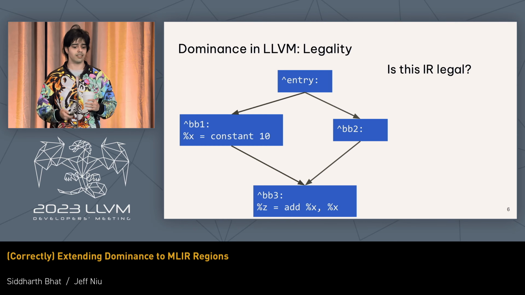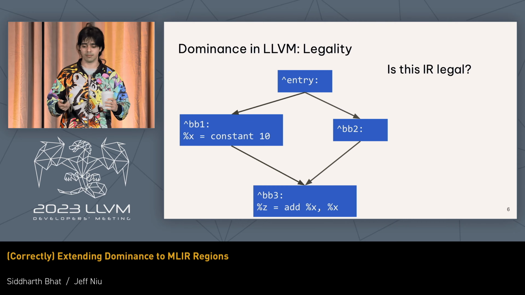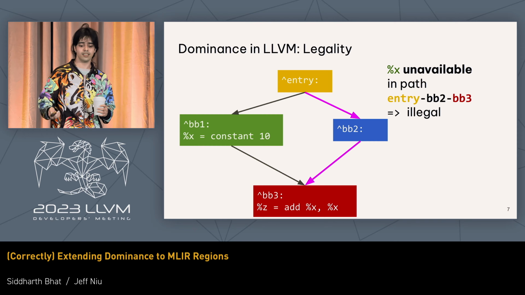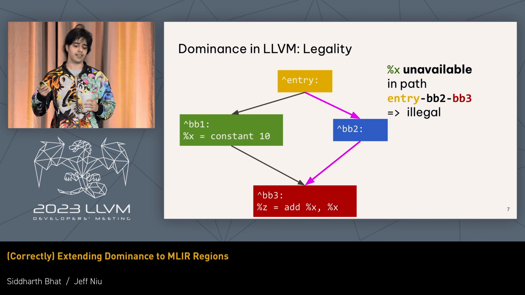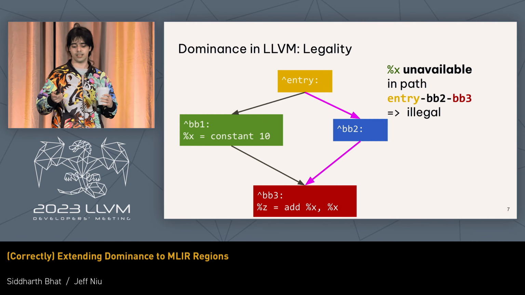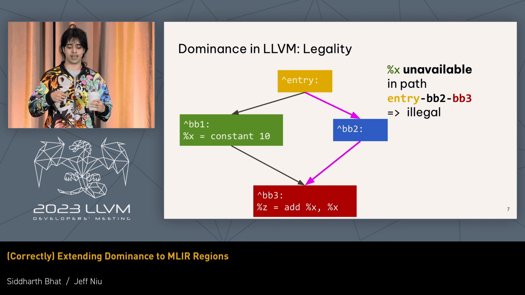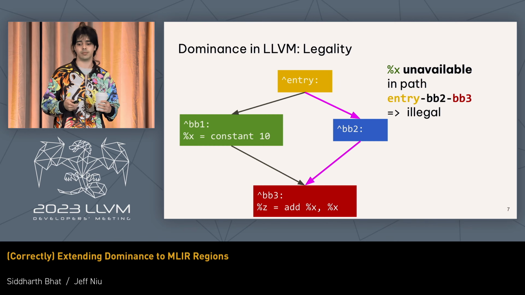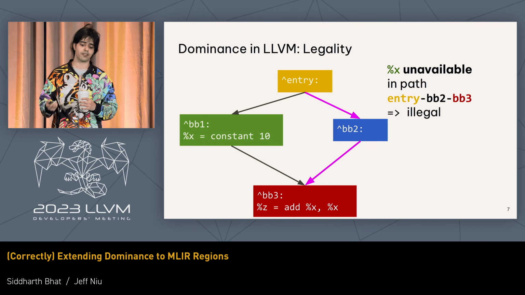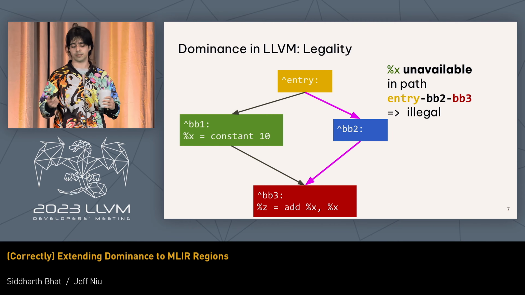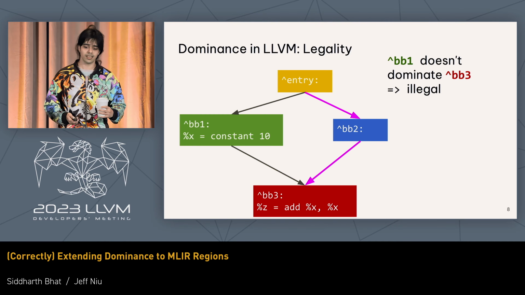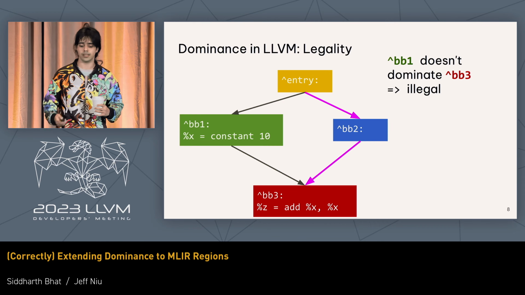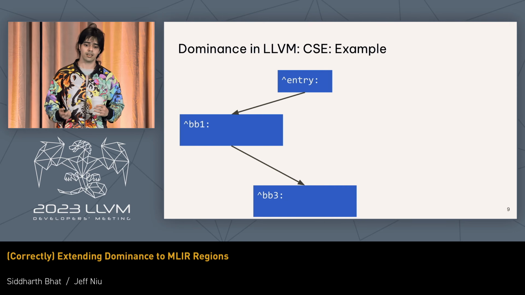And the answer is, well, no, it's not. If you throw it into LLVM, it'll complain. And why isn't it legal? Well, the reason is that there's this execution path highlighted in pink, through which we can get to z without ever having defined x. So intuitively, this is why it's illegal: the variable %x is unavailable in the path from the entry to the basic block that reaches %z. So we say that in this situation, basic block 1, which contains x, does not dominate basic block 3. So this is illegal.